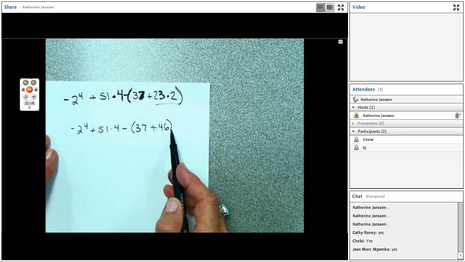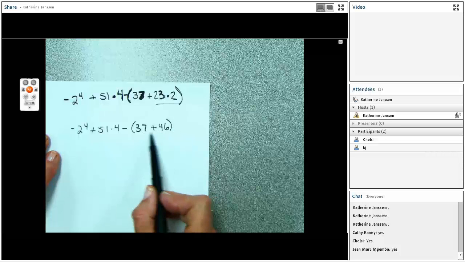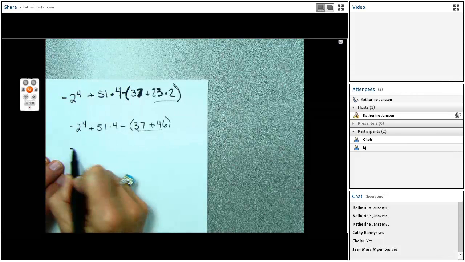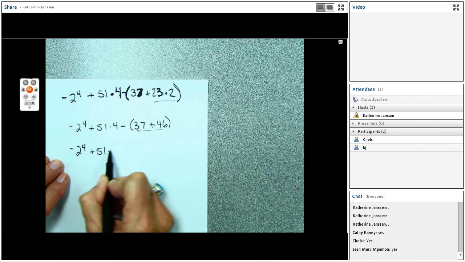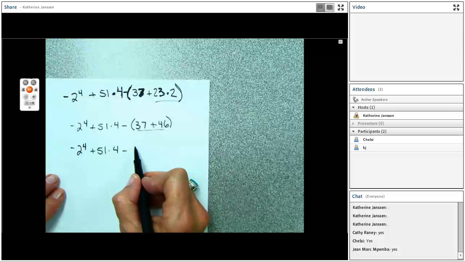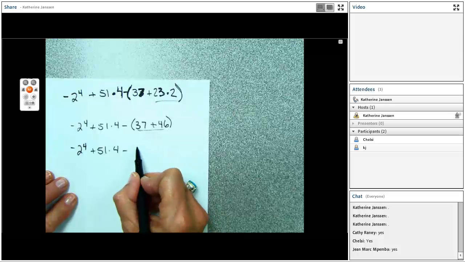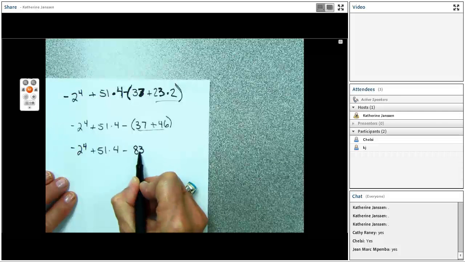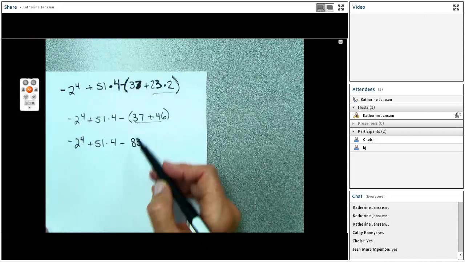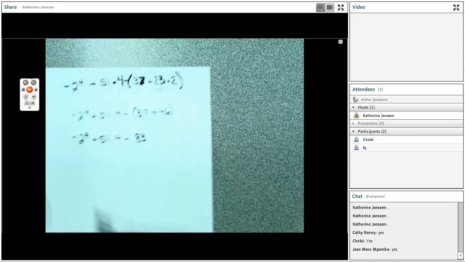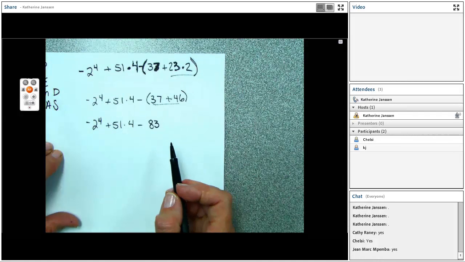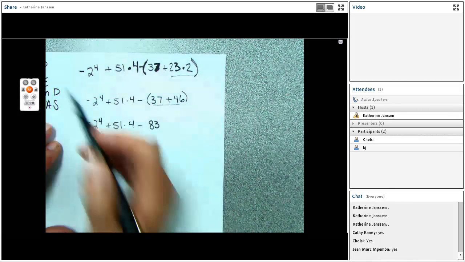I'm still working in parentheses. In my parentheses, looks like I can add next. Copy everything else down the same. 37 plus 46 is 83. It is a constant, so I can remove my parentheses. Next, there are no more parentheses, so I can check that off. Exponents.